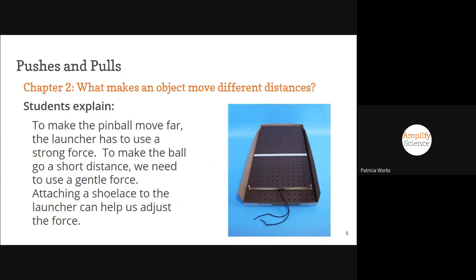At the end of Chapter 2, students are able to explain that to make the pinball go the distance we want, the rubber band launcher has to exert a strong force. To make it go a shorter distance, the launcher has to exert a gentle force. Attaching a shoelace to the launcher can help us adjust the force.